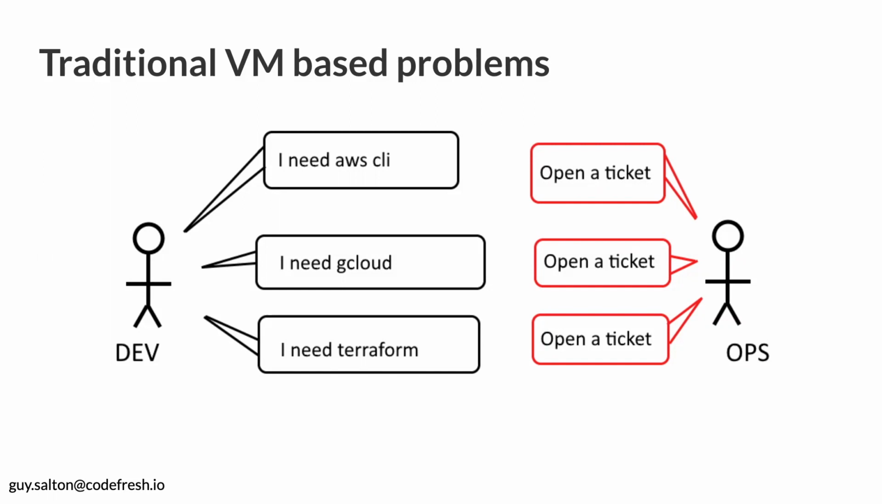Then my operator has to go and see how AWS CLI is installed, then go and install it on the build node and then update me. And this can take maybe a few days, maybe a week. Same thing for any kind of tool like gCloud or Terraform. I have to open a ticket, the operator has to look into it and see how it's installed, then install it, then update me.